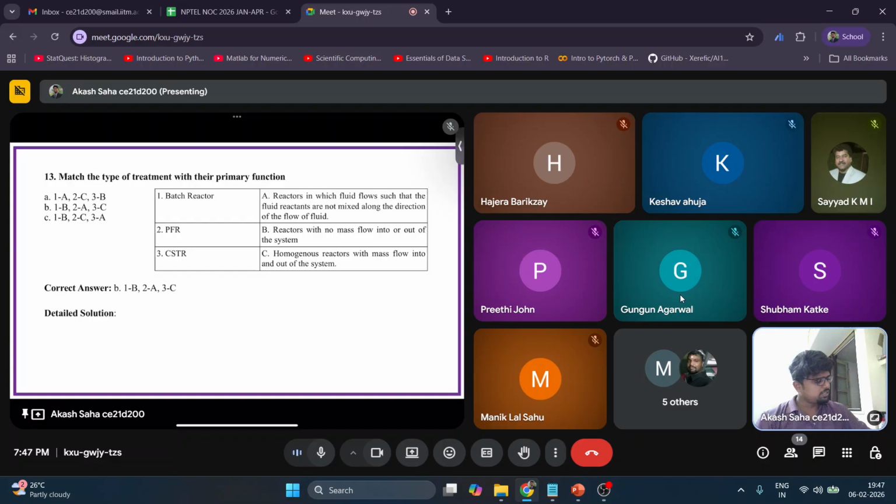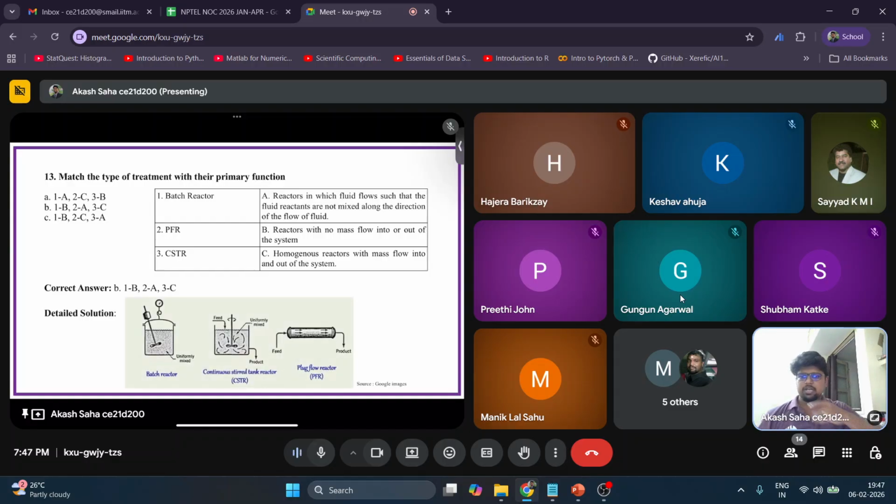So the depiction is also there. See, here the batch reactor is a closed one. In a CSTR, the feed is coming from the top and continuously taken out from the bottom as the product. And in a plug flow, it's a long channel type, like last week we saw that a river is also a plug flow reactor kind of thing. So like that, we can visualize it.